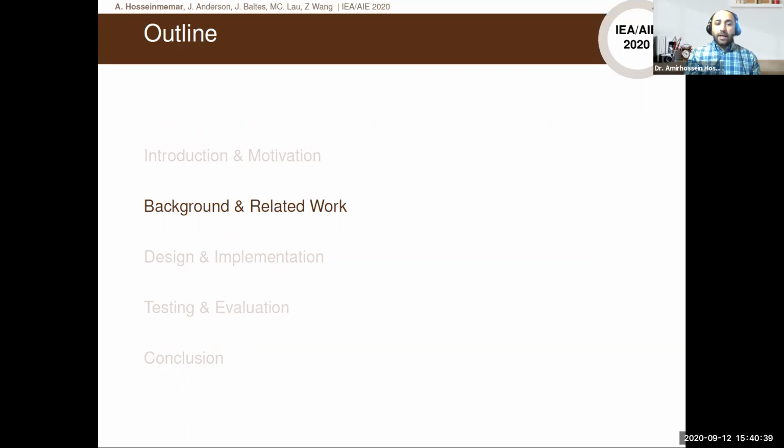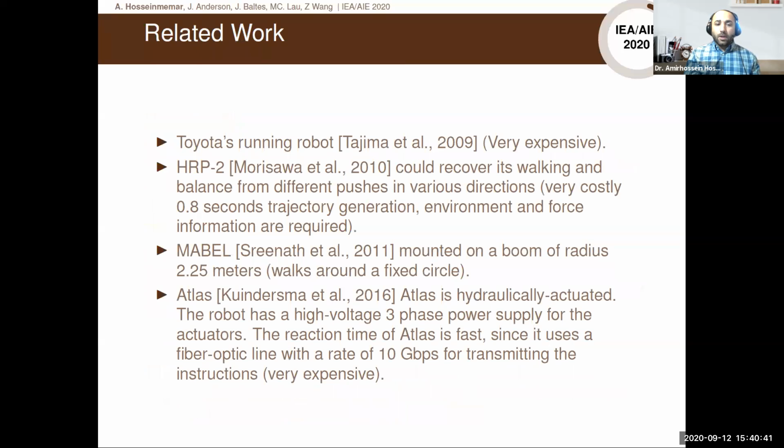Now let's talk about some background and related work. Toyoda's running robot was a very good robot that could actually recover from external pushes. One of the main problems with this robot was that it was very expensive. HRP2 could recover its walking and balance from different pushes in various directions. It was very costly in terms of generating the trajectories of the robot. Every trajectory takes almost 1 second to generate, and this is not fast enough, and it causes the robot to fall from time to time.